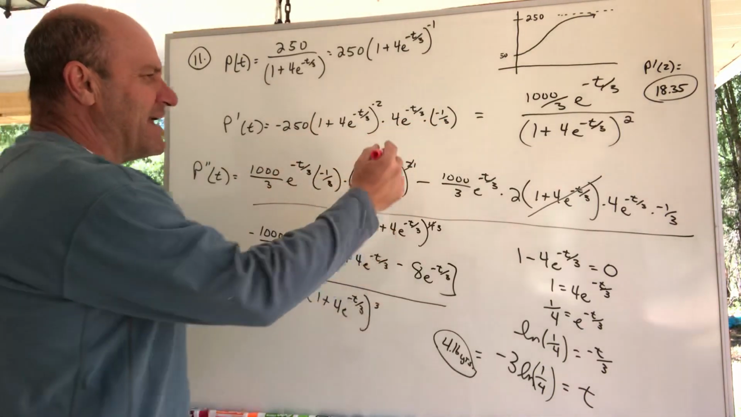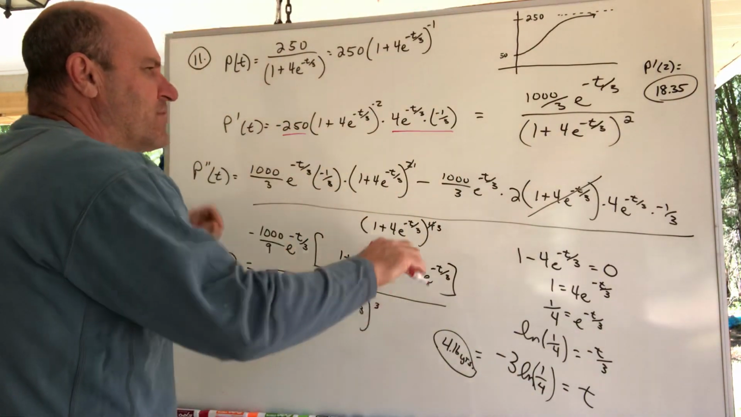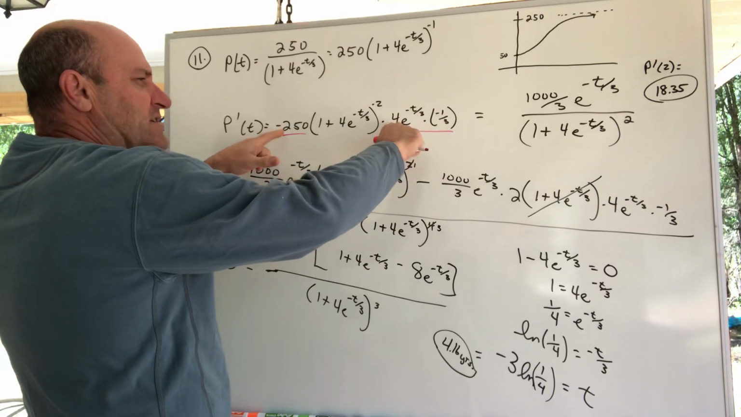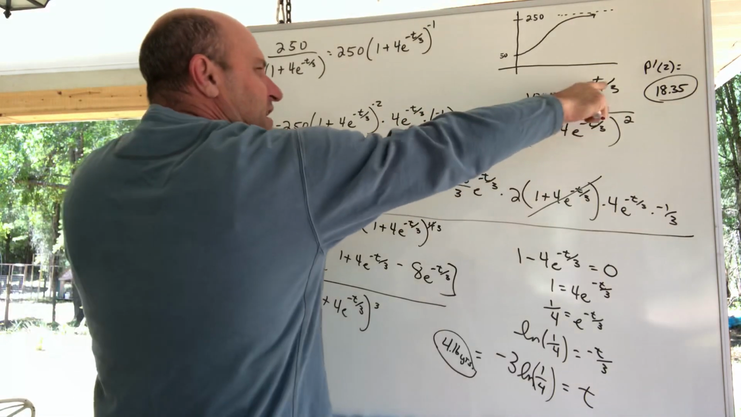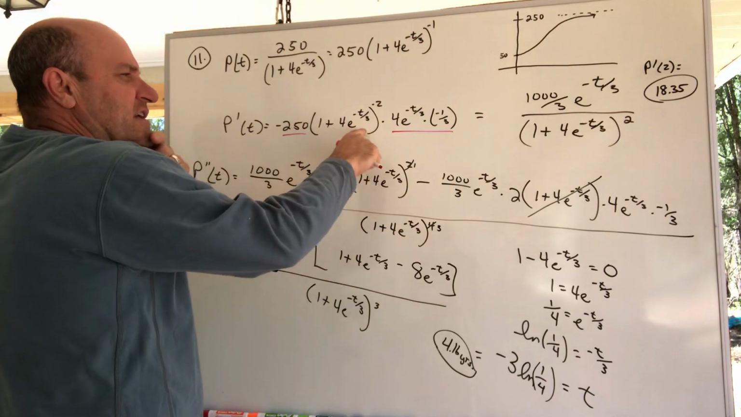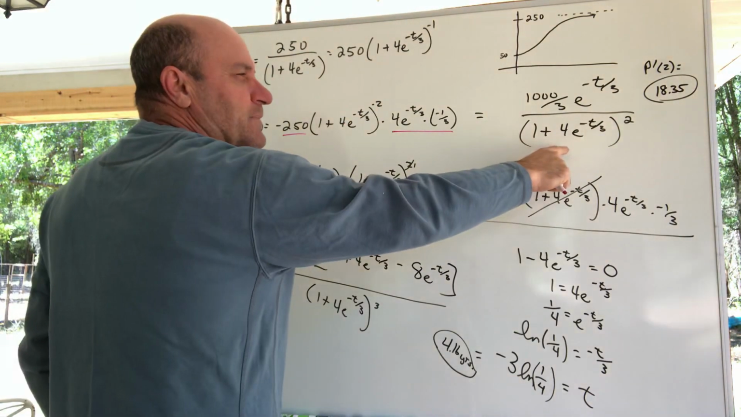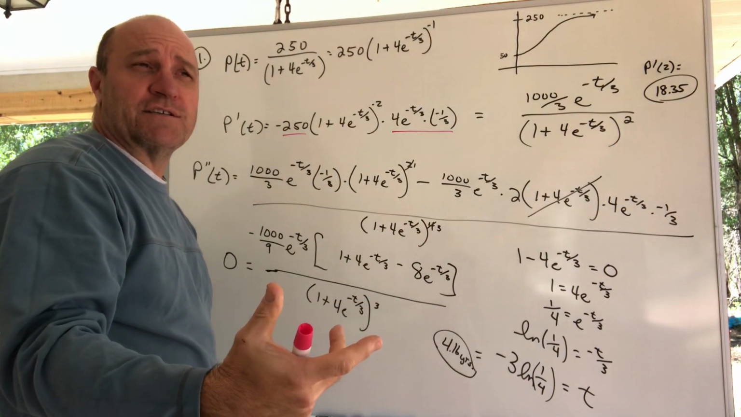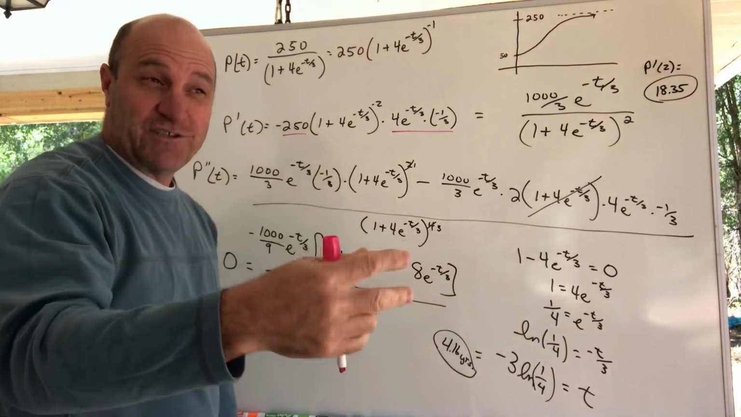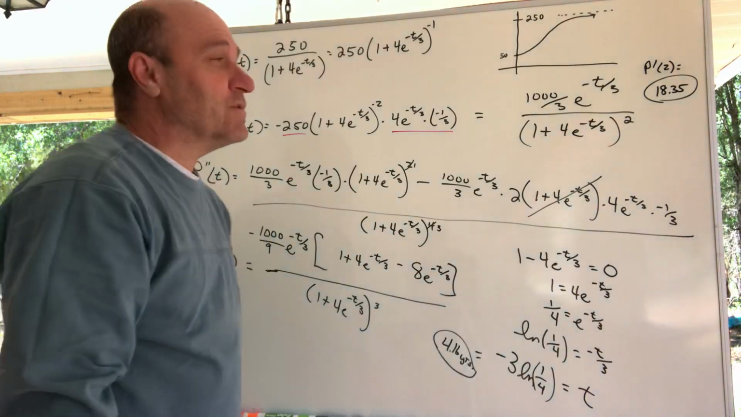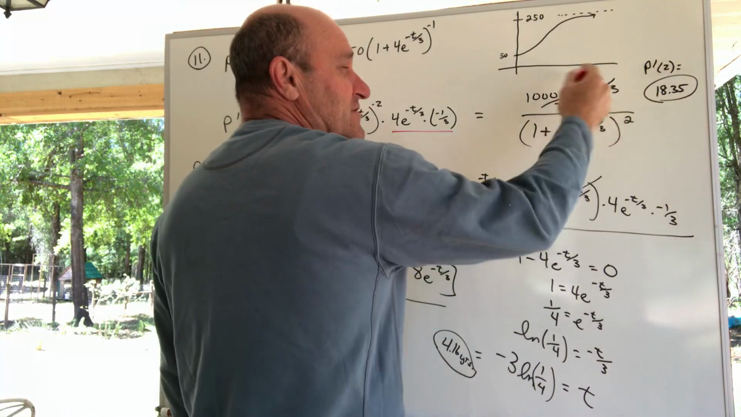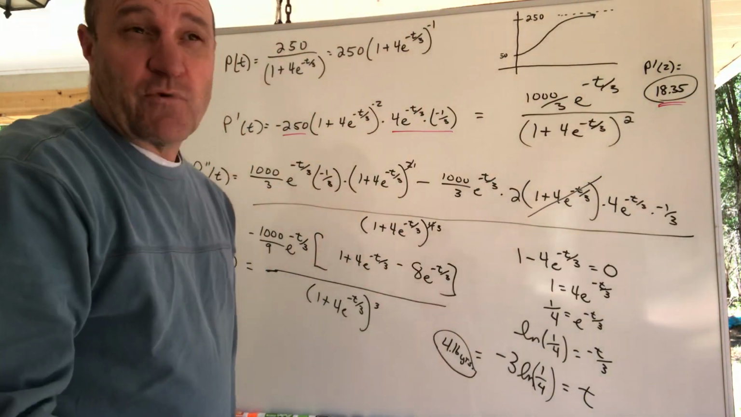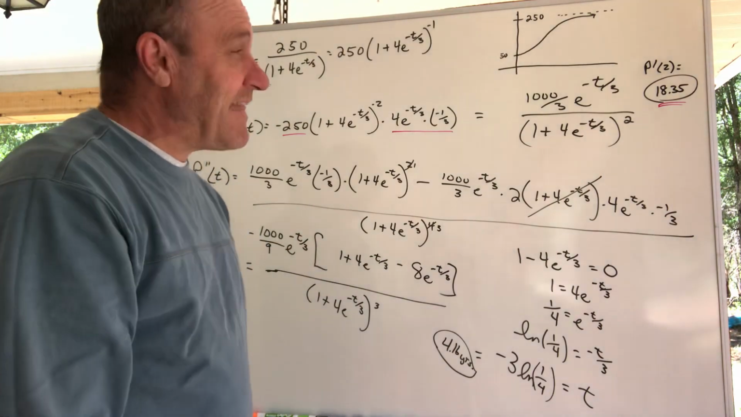I cleaned it up by multiplying all this in my numerator: a positive 1,000 over 3 e to the negative t over 3, all over this thing squared in the denominator. So that's my derivative, and that's the rate at which it's growing. The question is to find the rate at which the population is growing when t equals 2. So I plug a 2 into this derivative. I used my calculator, and I got this answer. Basically, that's the rate of growth. That's the slope of the tangent line at that place.